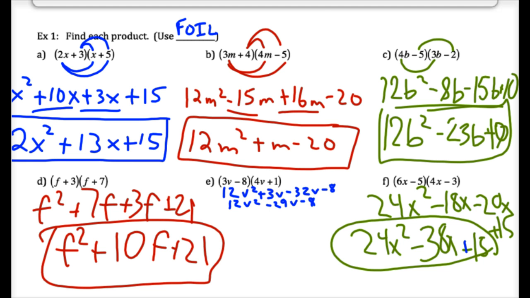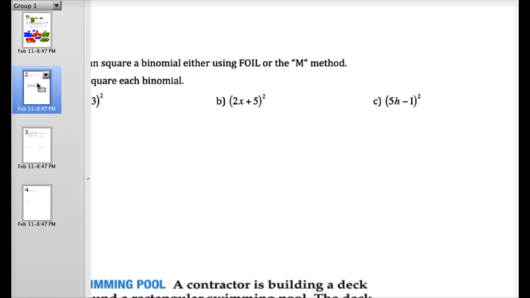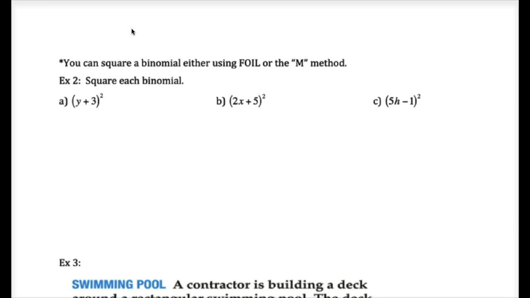Nico, be patient, my friend. When we square binomials, you can either use FOIL, which you all get in your other class, or Miss Brillo's M method, which is the same thing. You'll see it's the same thing. But anyways, don't write this down.